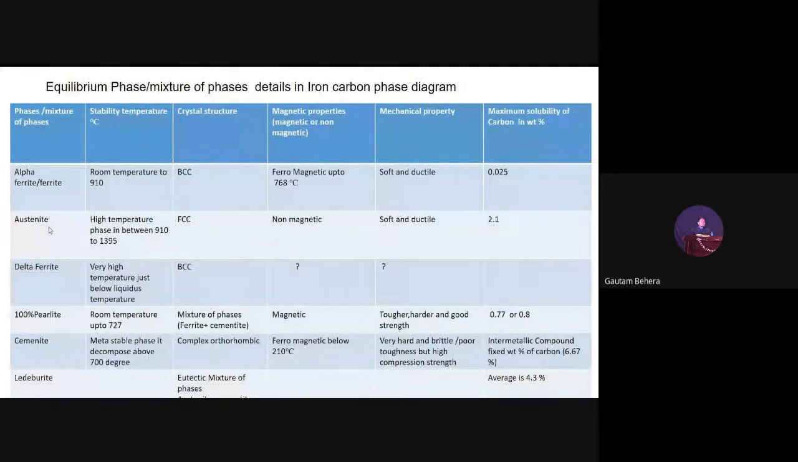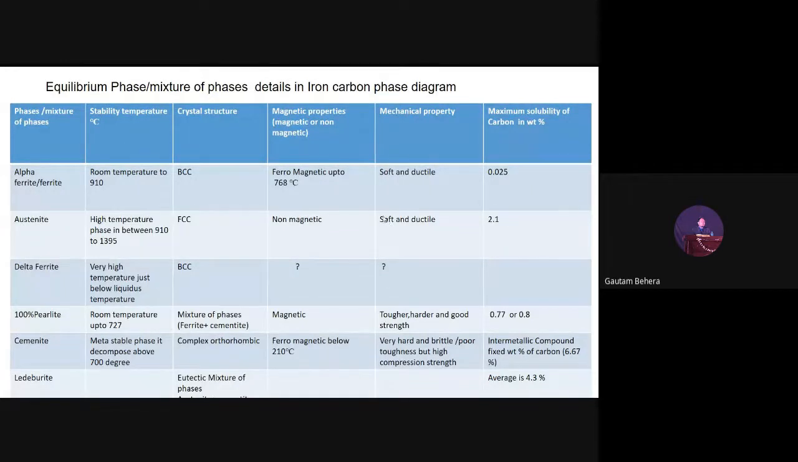Then austenite. Austenite is a high temperature phase, right? It is again a single phase. It is FCC structure, but this is non-magnetic. You have to remember, austenitic steels are non-magnetic. So if steel has only austenite, it is non-magnetic, right? But it is soft and ductile. Why soft and ductile? Because it is a high temperature phase.